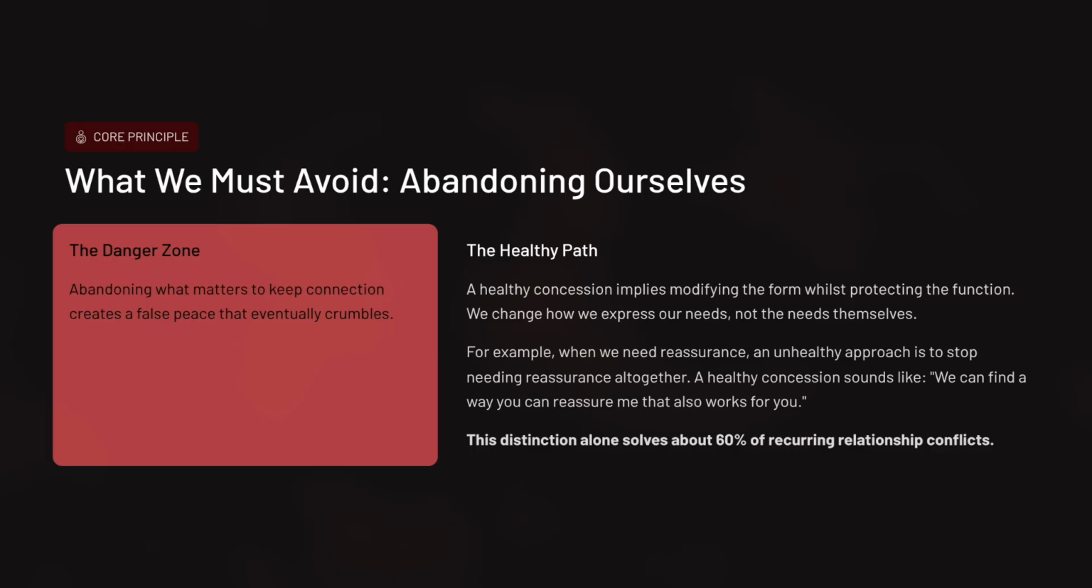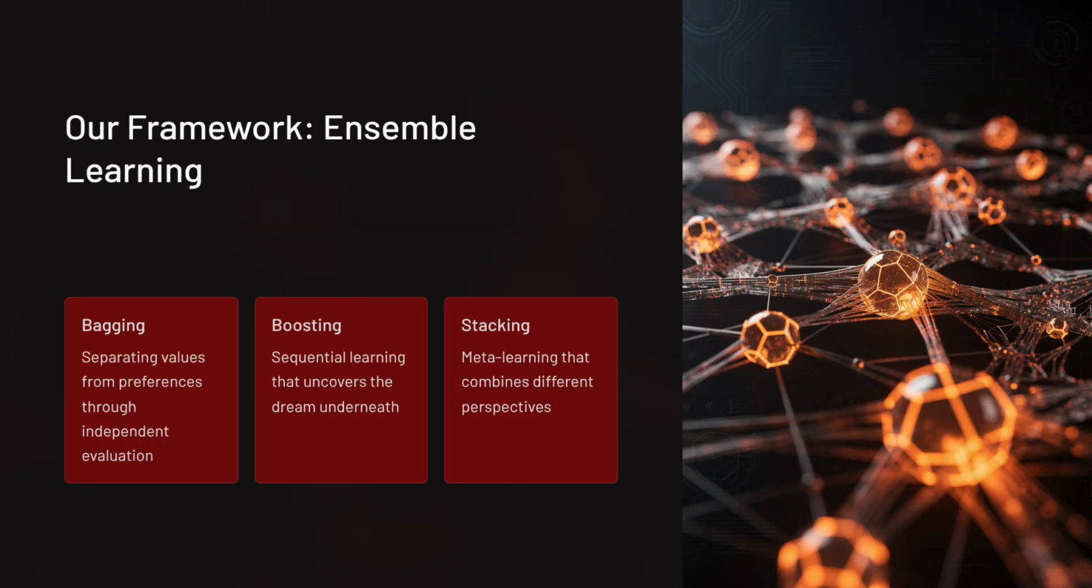For example, when we need reassurance, an unhealthy approach is to stop needing reassurance. A healthy concession is, we can find a way you can reassure me that also works for you. This distinction alone solves about 60% of recurring relationship conflicts. We'll go through the negotiation theory, family systems therapy, and the acceptance and commitment therapy. Our programming skills, however, will be extended through the three main strategies for ensemble learning: bagging, boosting, and stacking.